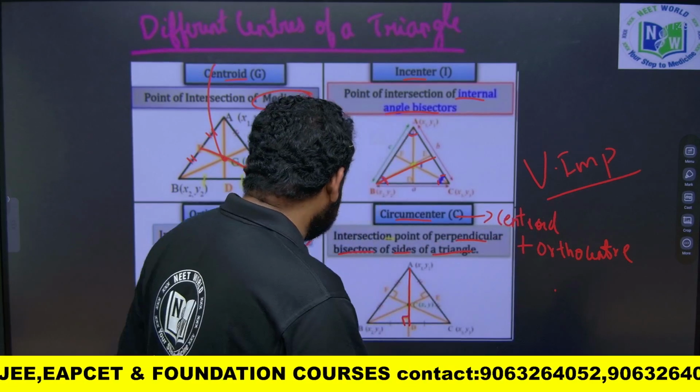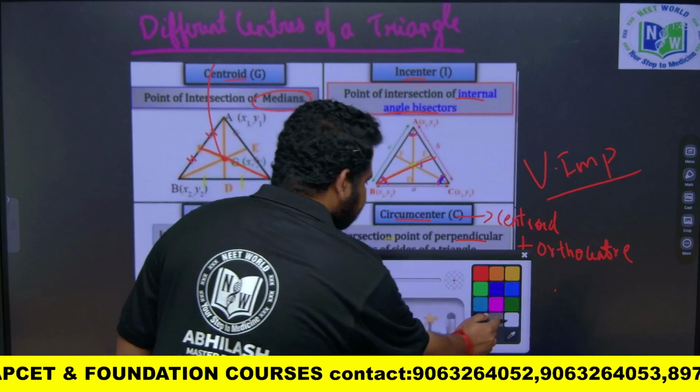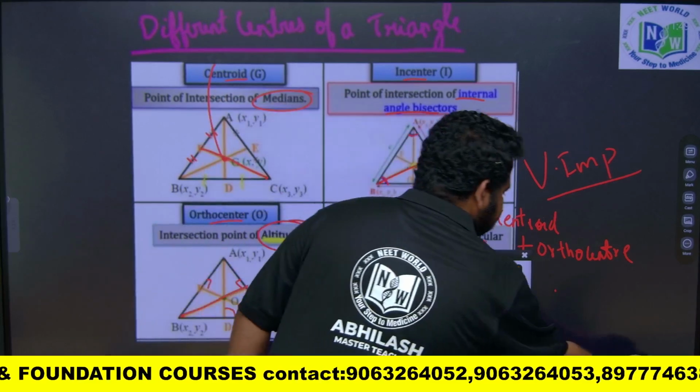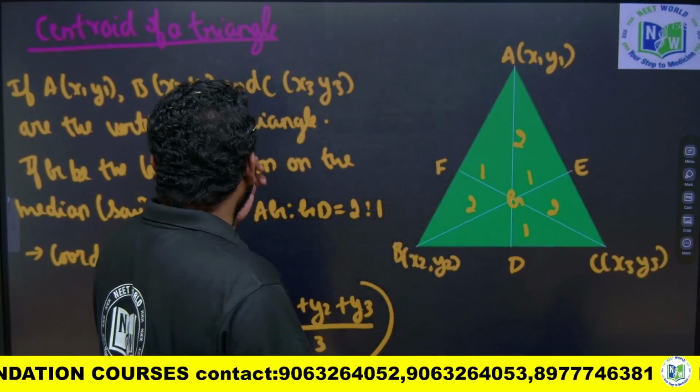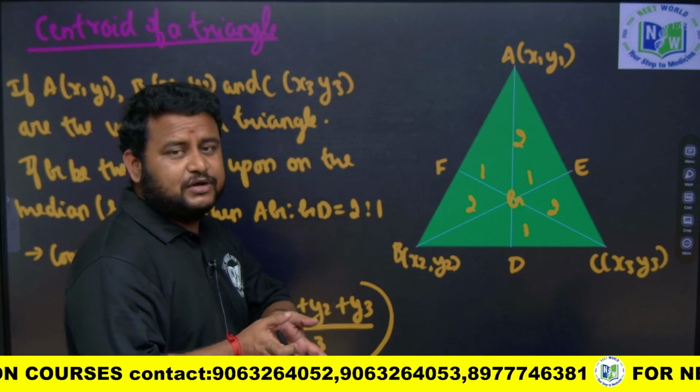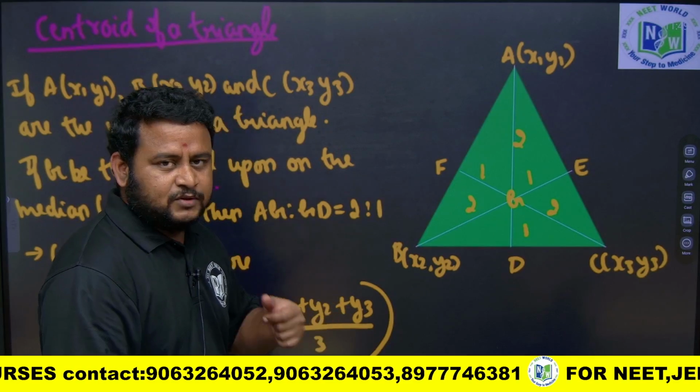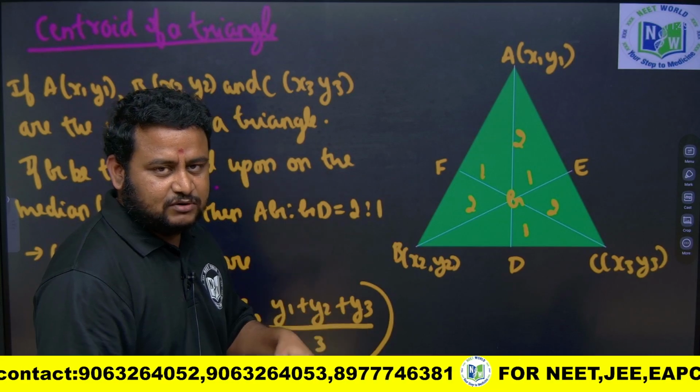Okay. This much basics is enough when it comes to different centers of the triangle. So, let us proceed further. Now we will learn in detail about each center of the triangle. What is a centroid? What is a circumcenter? What is an orthocenter? What is an incenter?